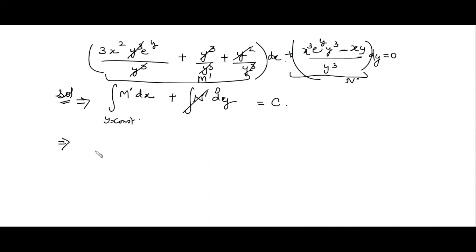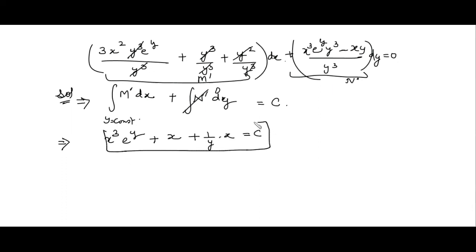So now integrate m dash with respect to x by treating y to be constant. We get x cube e to the power y plus x plus 1 over y times x is equal to c. So this is the solution of this differential equation, which is not exact, but we find out the integrating factor and we convert it into exact.